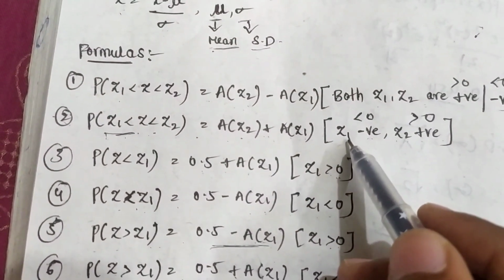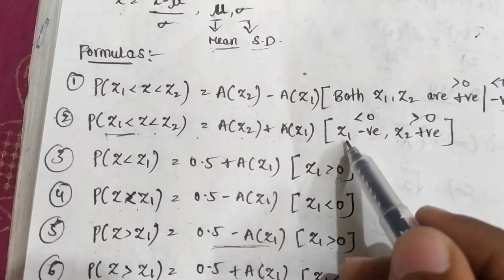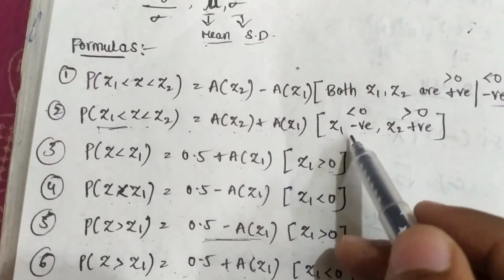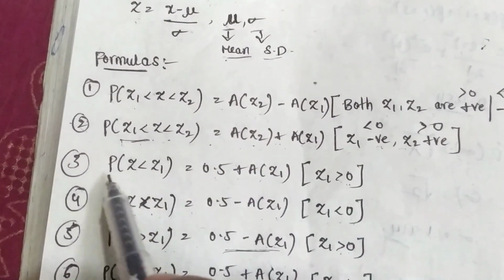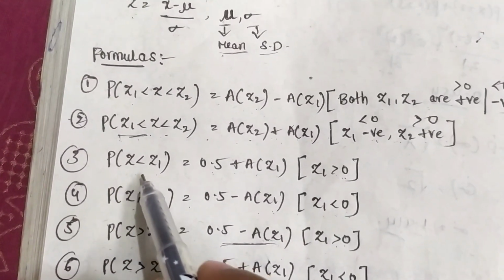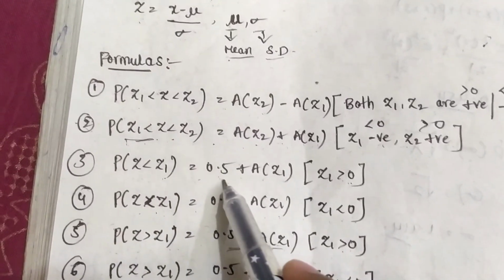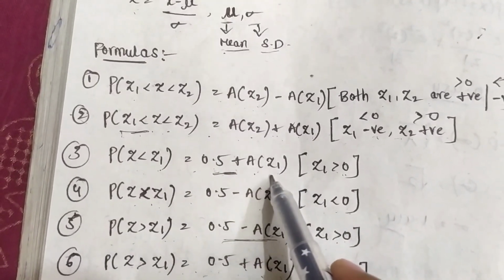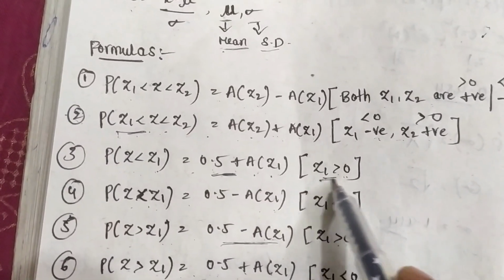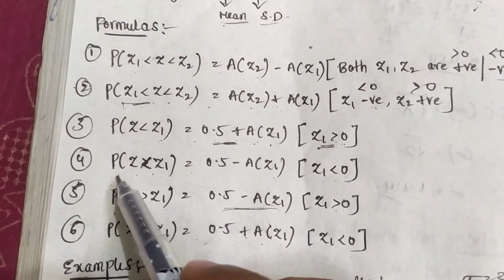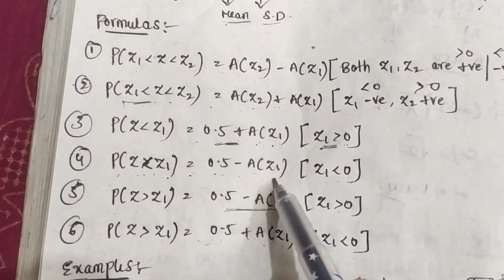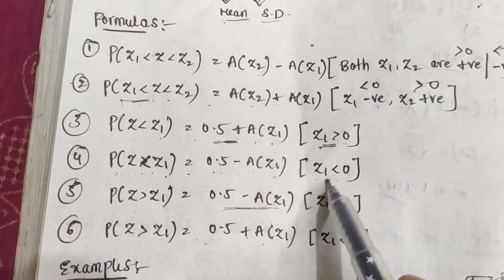This formula is used when the z1 value is less than 0 and the z2 value is greater than 0. That means z1 is negative and z2 is positive. The third formula is probability of z less than z1 equals 0.5 plus area of z1, when the value of z1 is greater than 0. The fourth one is probability of z less than z1 equals 0.5 minus area of z1, when the value of z1 is less than 0.